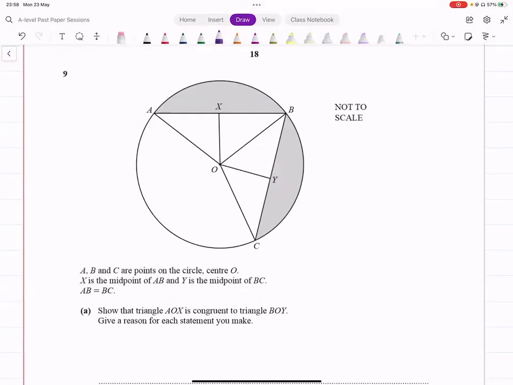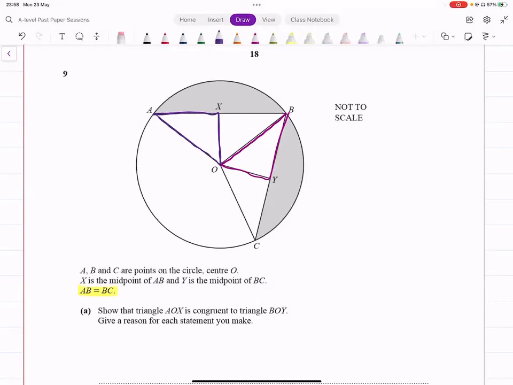And we're given that AB equals BC. Okay, so these lengths are equal. AB and BC, the chords, are equal. So first of all, we have to show that the triangle AOX, which is this triangle, is congruent to BOY, and that is this triangle. You have to show that these two triangles are congruent. We have a reason for each statement you make.